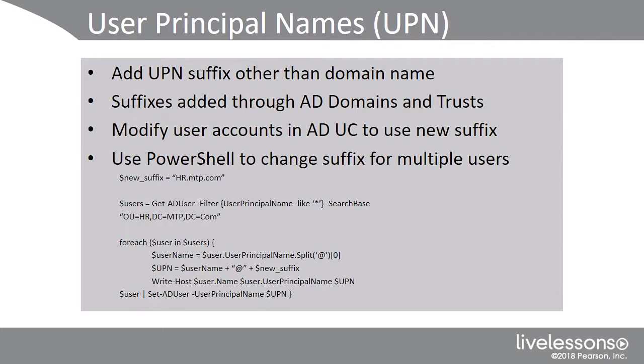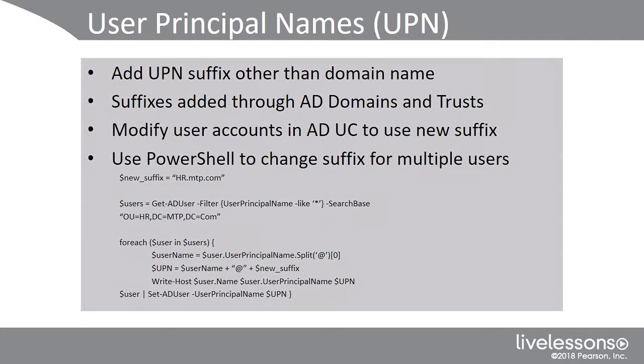UPN, or user principal name suffixing, is the idea of adding another UPN suffix so users can log on using that UPN suffix instead of the default one assigned at the forest level. Remember, our default forest name is pearson.com, and then the domain that we've created is azmtp.pearson.com. So if we want to simplify that, or maybe even mask that, we could create a user principal name so when users log in, they can use something like brian@mtp.com.